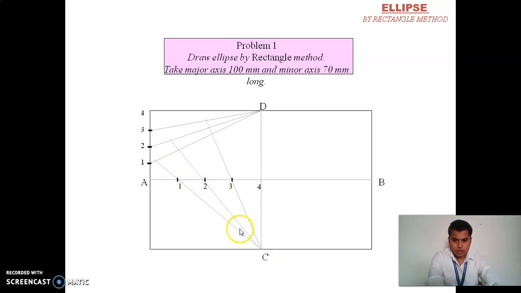So the extension of this line C1 intersects the inclined line, that is between 1 and D, at some point.